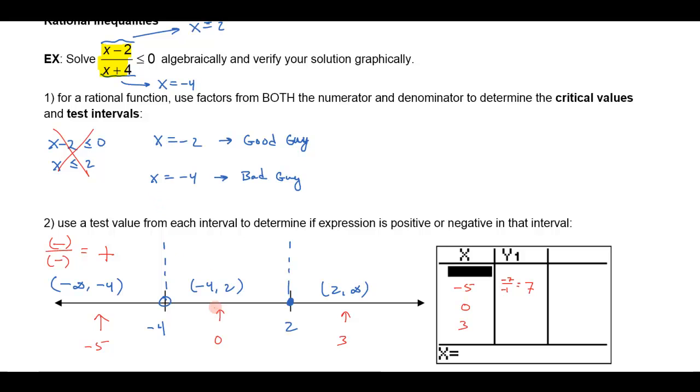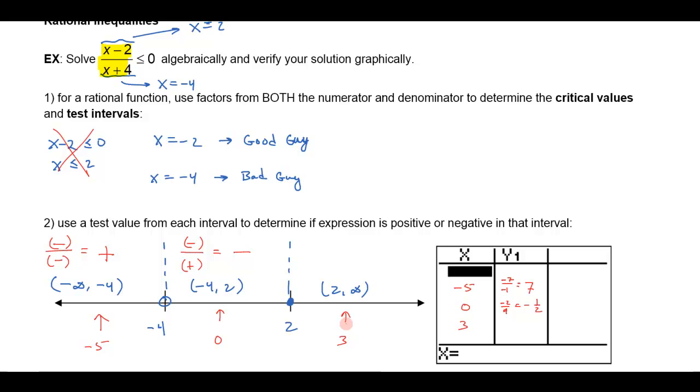All right, so if I plug in 0, I'm going to get 0 minus 2, that's negative 2, over 0 plus 4, which is 4. So that's equal to negative a half. And again, I don't really care that it's specifically negative a half, only that it's negative. So if I plug in 0 here, I get something negative in the numerator, and 0 plus 4 is something positive in the denominator, and a negative number divided by a positive number is a negative number.